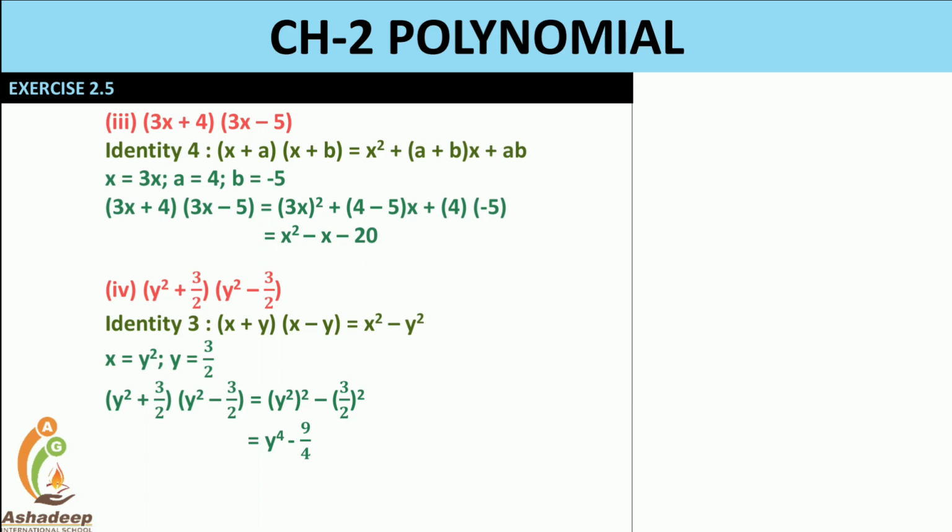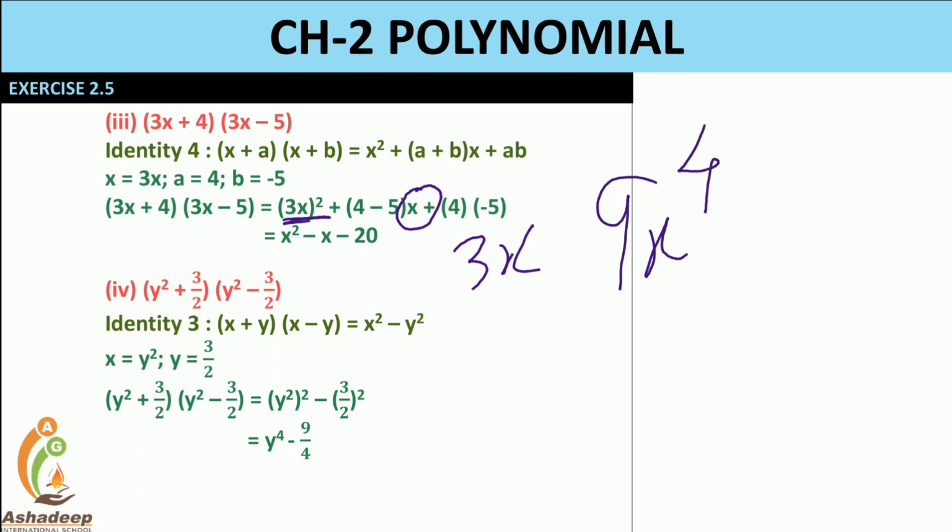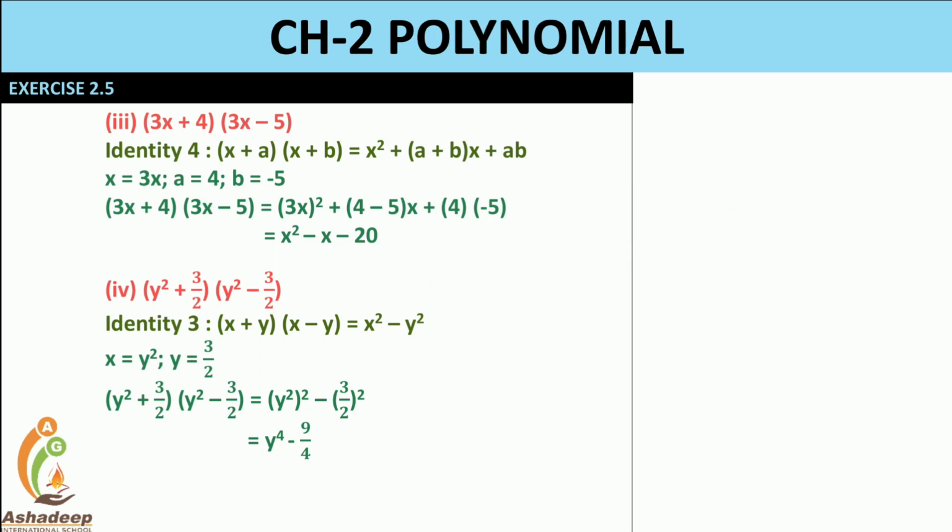And here you need to take care that instead of x you need to put the 3x. And what is the answer? This is 9x square, minus 3x into minus 1 is nothing but minus 3x, and minus 20. Okay, simple sum. Now let's move ahead with another sum.